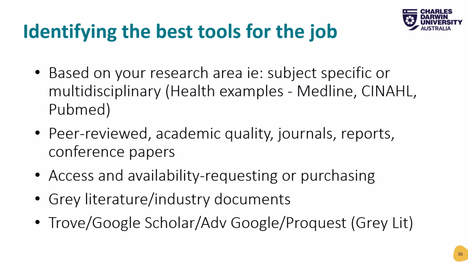Consider the access and availability, request or purchasing. For example, are you able to get access to those results? Think about grey literature or industry documents. And then, if you need to use grey literature, other tools like Trove, Google Scholar, ProQuest.